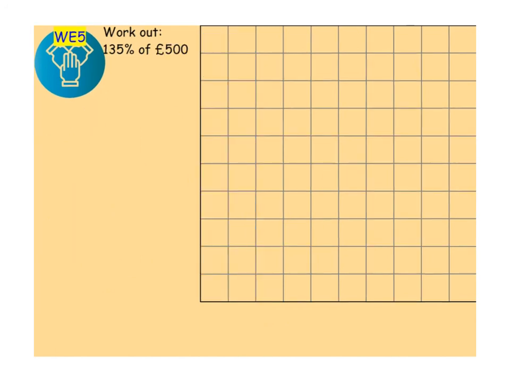So this time 135% of £500. Now, a useful way to think about ones which are bigger than 100% is to think, well, I know that 100% is £500. I'm after 135%, so if I can find 35%, I just need to add this amount onto it, because that will get me the 100%. And so really all I need is the method I used on the last page to get 35%. So I'm going to do exactly the same method.